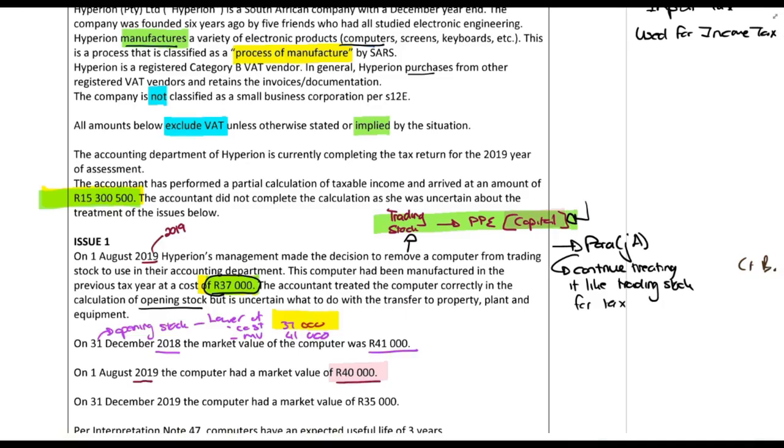So that's what you would do. There are examples of that also in your trading stock section, as well as in your CGT section, when we look at assets moving in and out of the CGT net. Okay, so please revise that if you can't remember what I'm saying there, or if it seems unfamiliar. But in this case, paragraph JA will apply, which means we continue treating it like trading stock. So on the 1st of August, we continue treating it like trading stock. So if it was opening stock and it was trading stock, and now we're still treating it as trading stock, it means we don't do anything with it on the 1st of August.